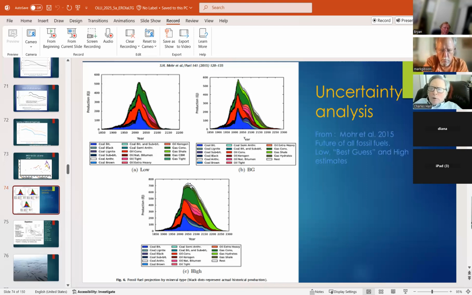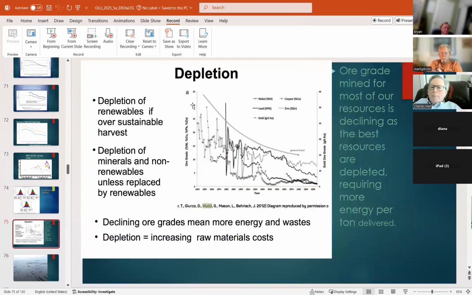So sooner or later, we're going to have to deal with this peak and decline in fossil fuels. Some people say that's good for the atmosphere. Other people say if the high estimate is correct, there'll be so much carbon that it'll ruin our atmosphere. Well, take your pick. At the moment, something around the low looks most likely, but we don't know for sure. That'll be for the next generation to decide.